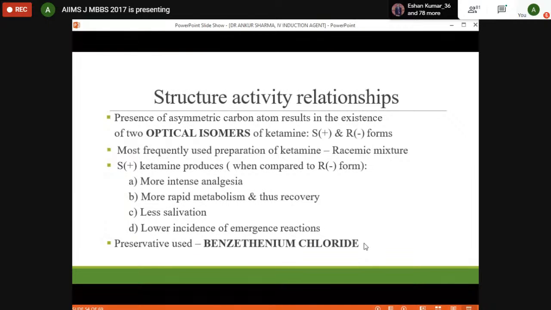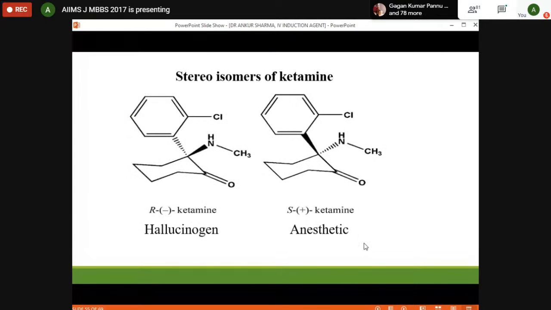The preservative used with ketamine is benzethonium chloride. These are the two structures of R-ketamine and S-ketamine. R-ketamine causes more hallucination and S-ketamine is used more for anesthesia.